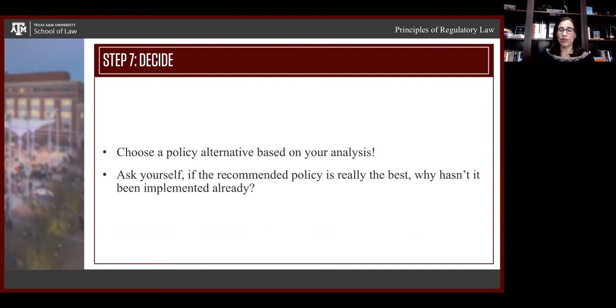Step 7 is to decide which of these policy alternatives you're going to use or choose. And in doing that, you always want to stop and ask yourself, well, if this is really the best policy, why hasn't it been implemented already? And that's just a way to go back and rethink to make sure you've considered really all of the aspects of this policy. If there's something that seems too good to be true, a really obvious solution that no one has thought of yet, maybe it's actually not a great solution. Maybe it's not really practicable, can't be implemented, or maybe there's actually some aspect of it that you haven't taken into consideration.